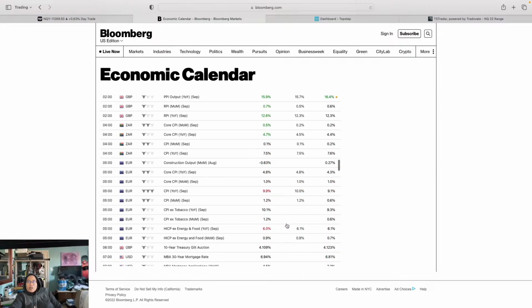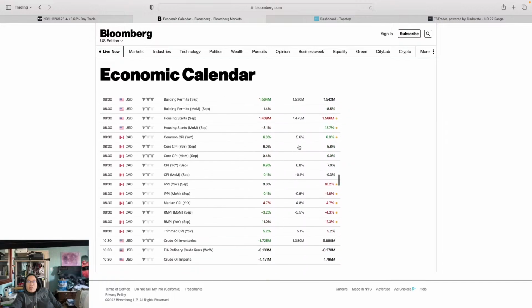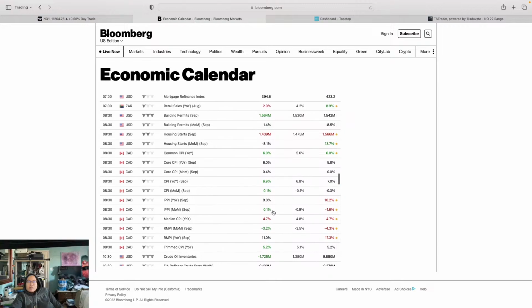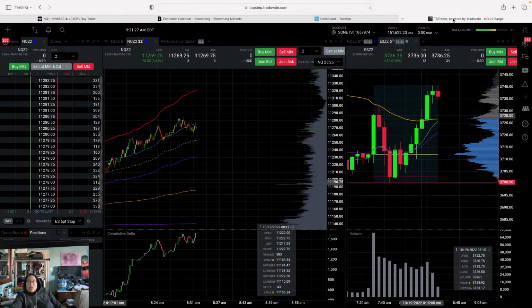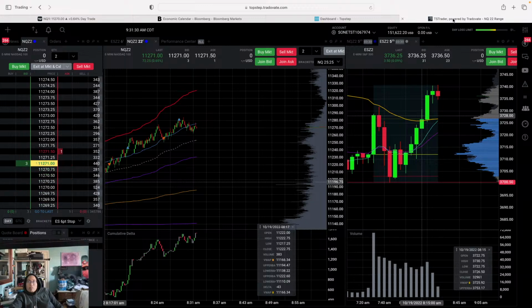Okay. Just wondering why there's a dot there and what does it mean? Okay, so housing worse than expected, better than expected, interesting. Okay.